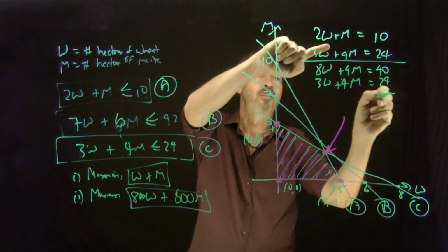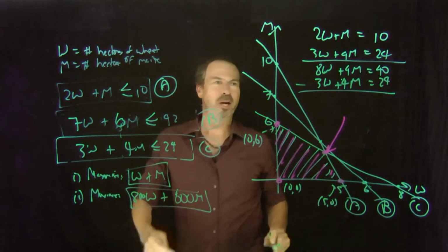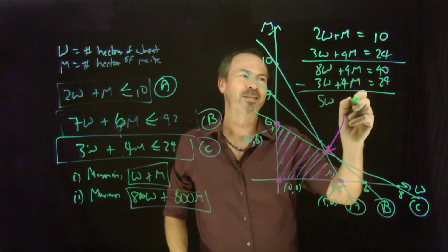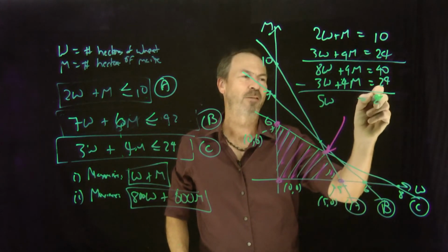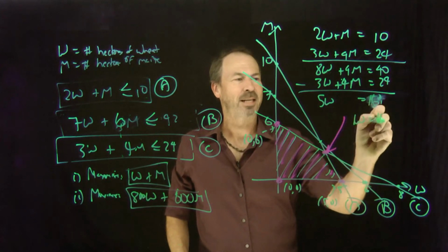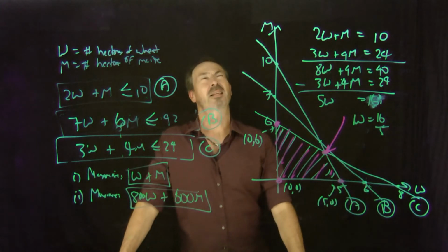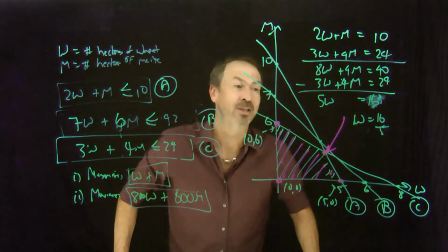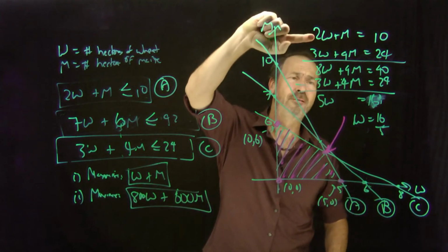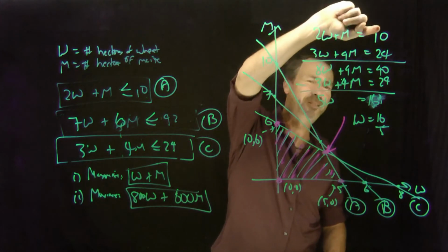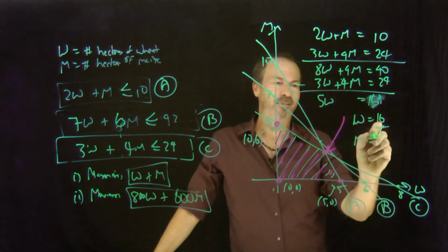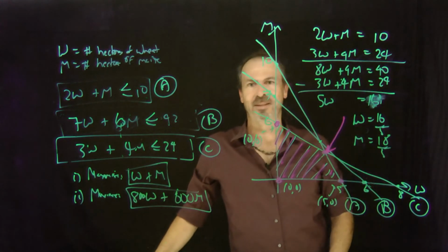4M equals 24. Now if I subtract these two equations, 8W take away 3W is 5W. 4M take away 4M is no Ms. Equals 40 take away 24 is 16. So W must be 16 fifths. What's that? That's 32 tenths, that's 3.2. Okay, 2 W's is 32 fifths plus M equals 50 fifths. So that must mean M is 32 fifths plus 18 fifths. 18 fifths is 50 fifths, is 10.